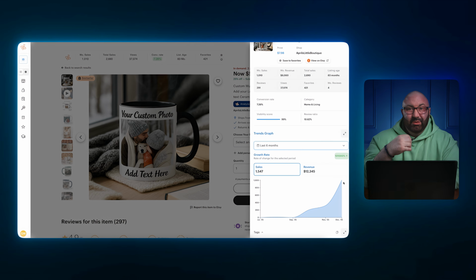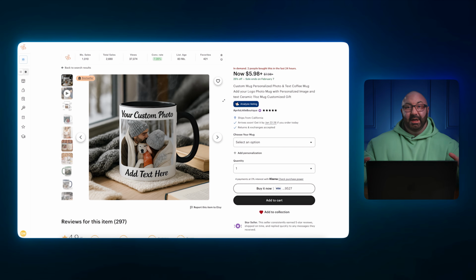This is why you need to really understand and pay attention to your competitors, because a lot of people may throw this up there thinking, hey, I'm gonna make money with this. But if it's only making money during Christmas, then it's not gonna make you money long-term, right? Despite being up there for 83 months.